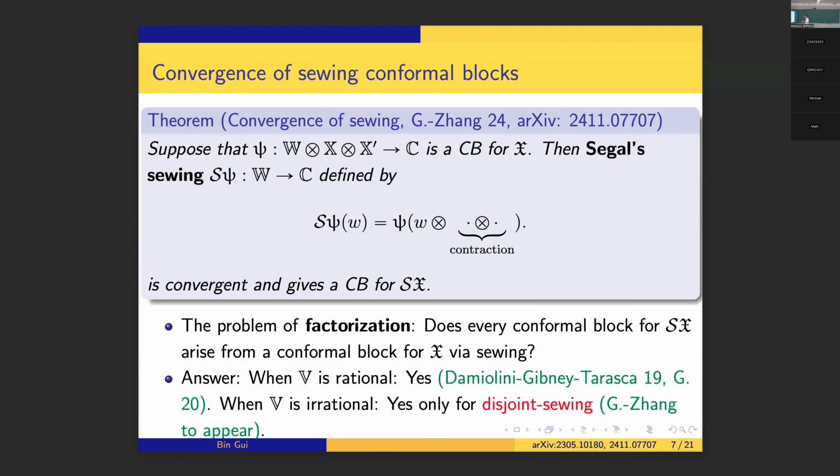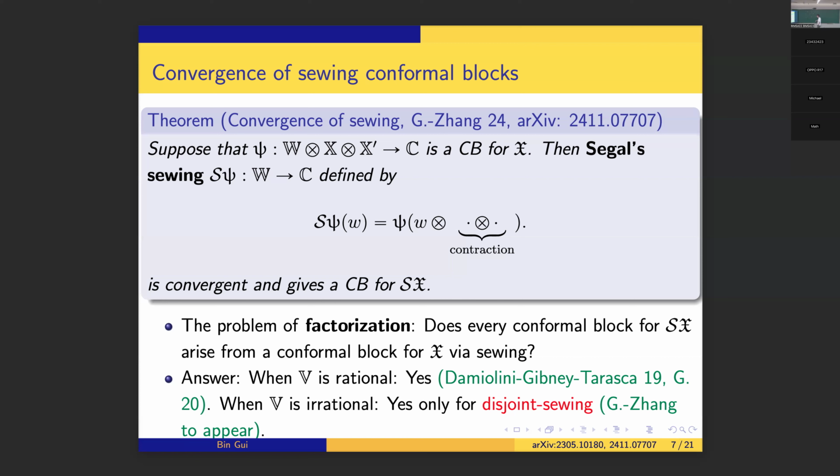Okay. Next, this is a theorem in the paper that we just put on arXiv this morning. It's a convergence theorem. It says that based on the setting in the previous page, suppose that psi is a conformal block associated to W tensor X prime. This is the Riemann surface before sewing, and X is the one before sewing. We can define a single sewing, where you just take the contraction. The formula is very simple, and it's convergent. Once you know it is convergent, it is a linear functional on W. And this is not just an arbitrary linear functional. We can also show that it is a conformal block associated to the Riemann surface after sewing. This is one of the main results of our new paper.